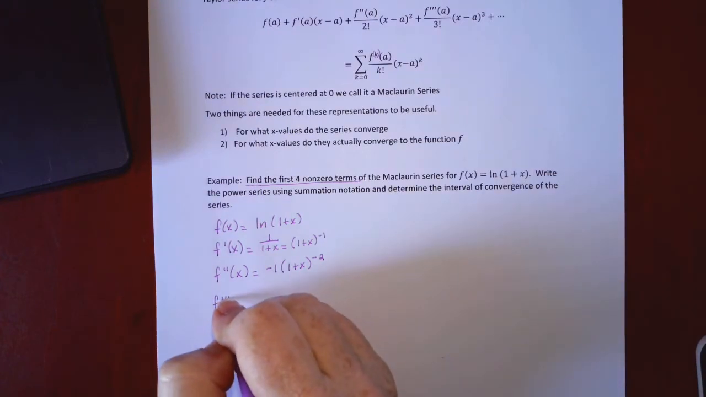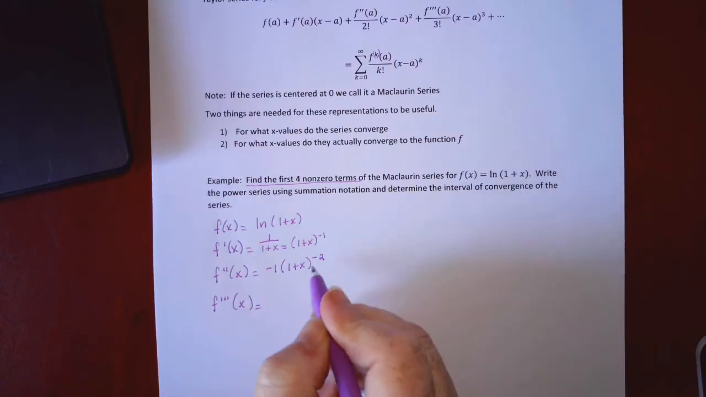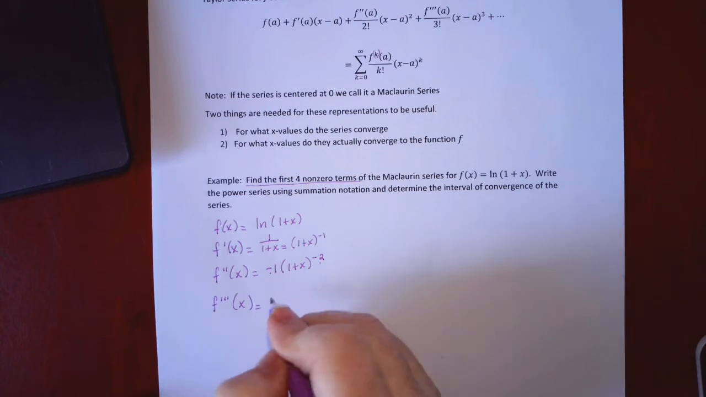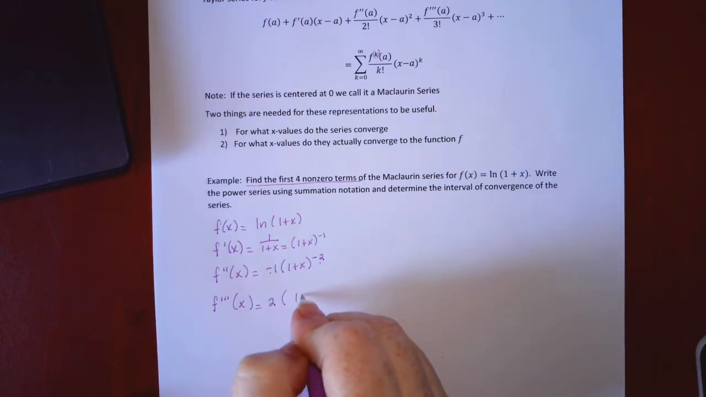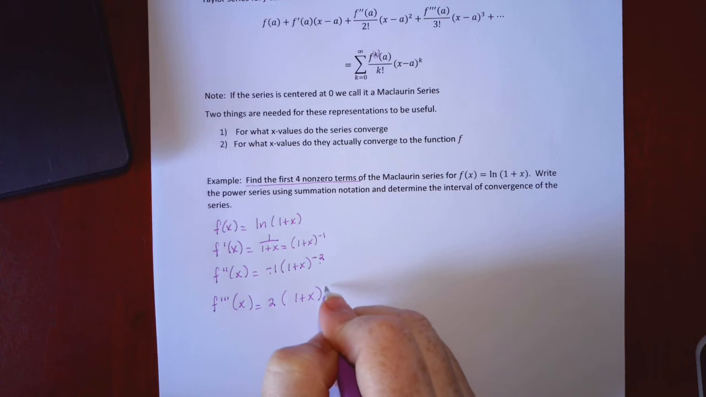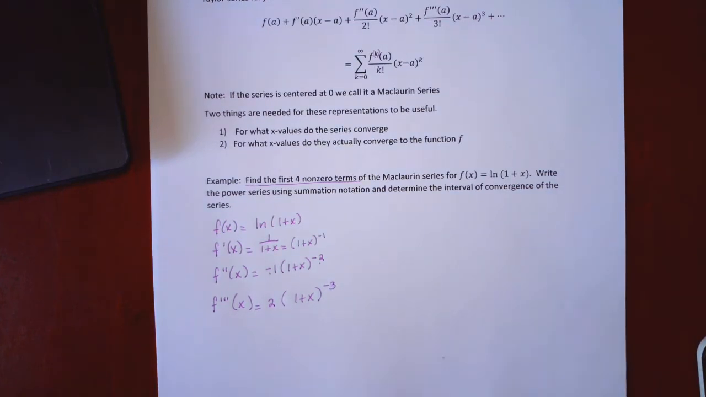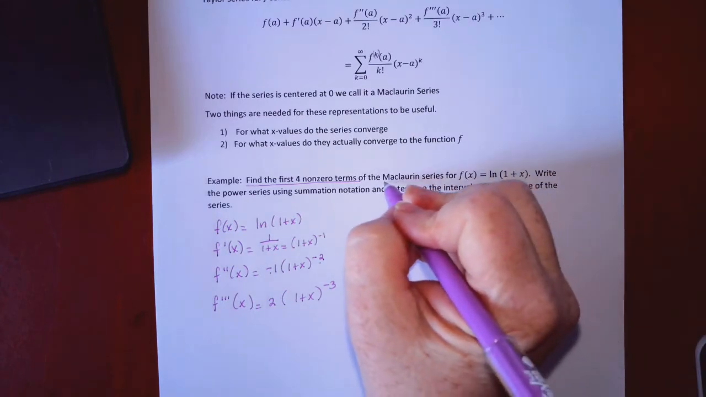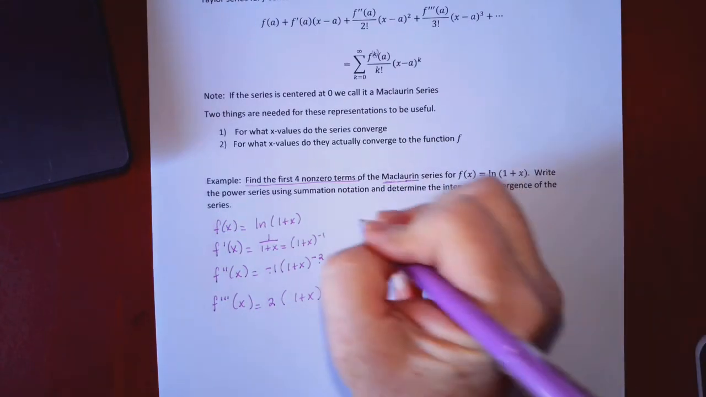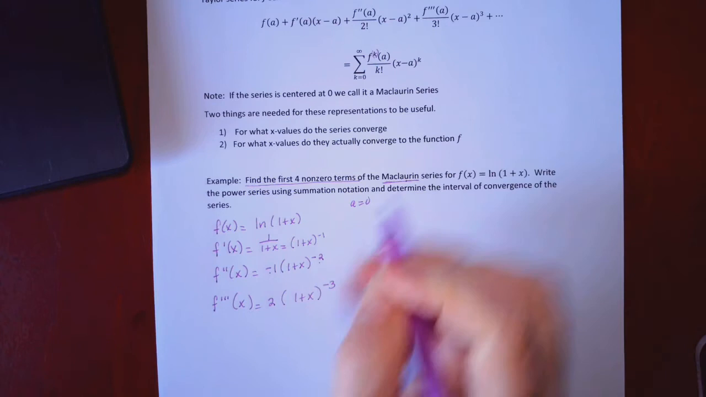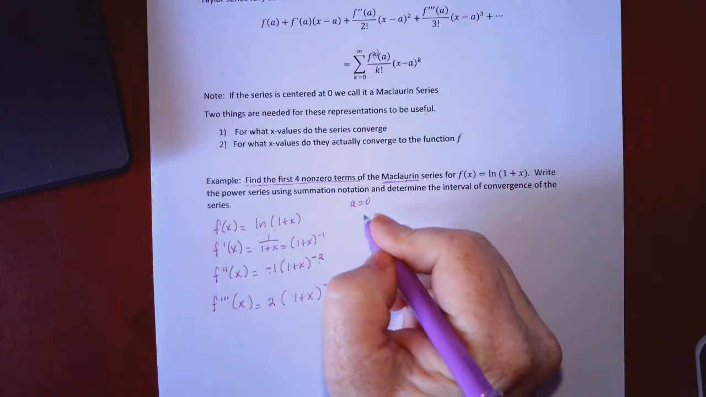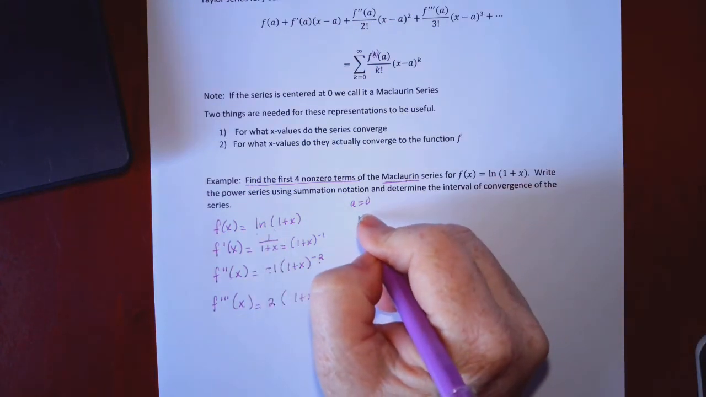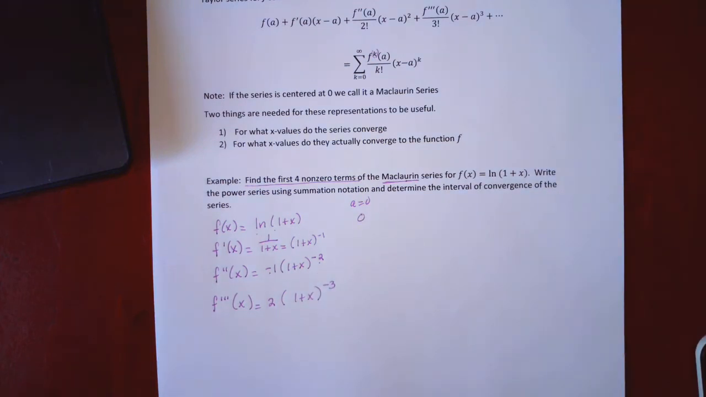The third derivative would be negative 2 times negative 1, which is 2, times 1 plus x to the negative 3. So if we plug in our center, which is 0 because it says Maclaurin series, I'd have the natural log of 1 plus 0, which is the natural log of 1, which is 0. Immediately I know I'm going to have to find another derivative.